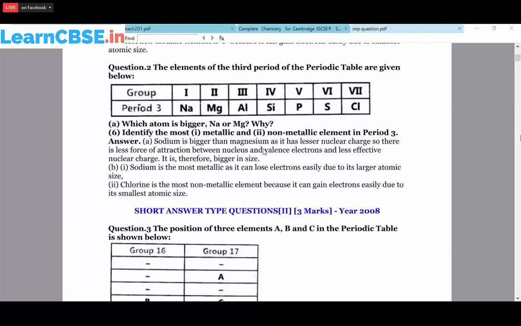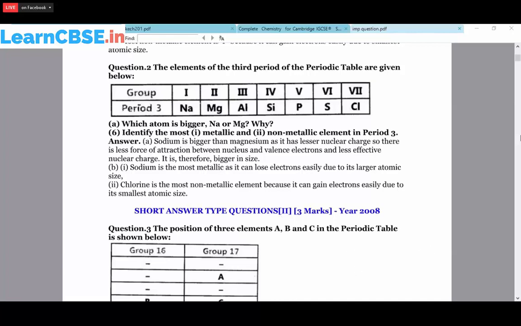The next one, identify the most metallic and the non-metallic element in period 3. The most metallic is sodium because it has only one electron in the outermost shell, so it can easily lose the electron, due to its larger atomic size. Chlorine is the most non-metallic element because it can gain electrons easily due to its smallest atomic size.